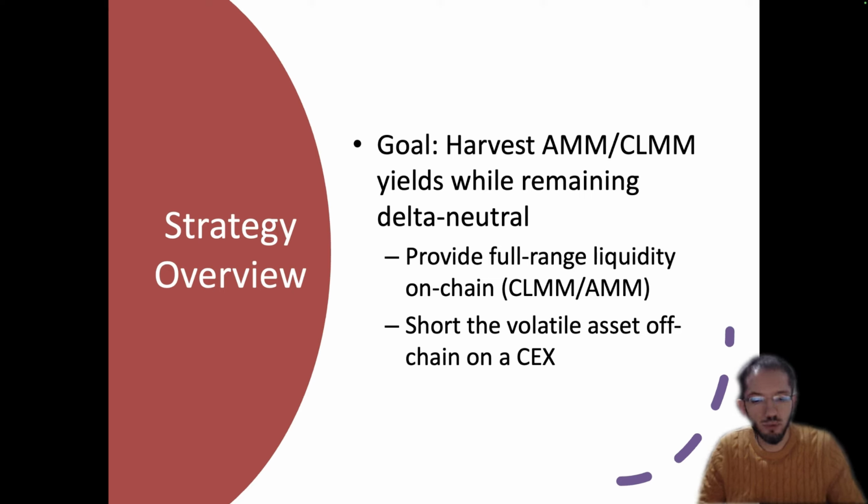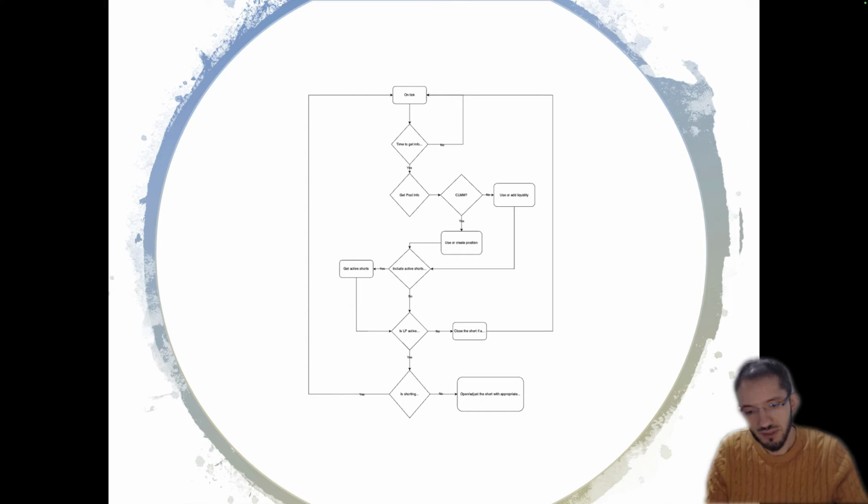So in these projects, we always assume that one side of the pool is a stable coin. As an example, we could provide liquidity into a Solana USDC pool on Raydium, while simultaneously shorting Solana on a centralized exchange like CEX.